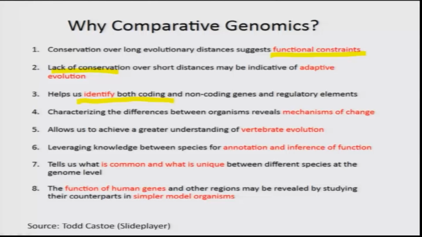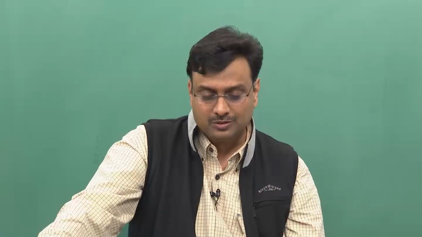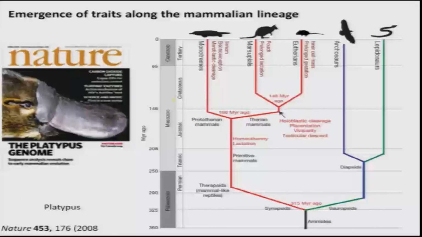For example, if we cannot understand the gene function in human, we can take this sequence, engineer the animals, put it over there, and understand what could possibly be the function. So we are going to look into some of these examples, how the model systems we were able to use to understand the human gene function. So let us look into one good example, that is the platypus.